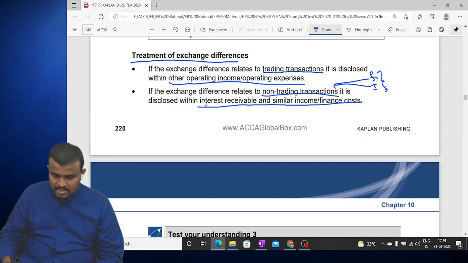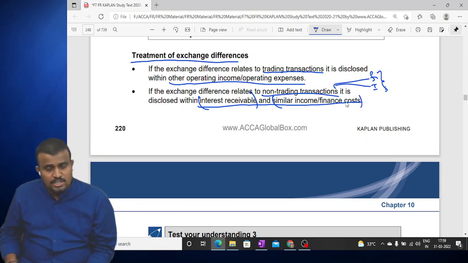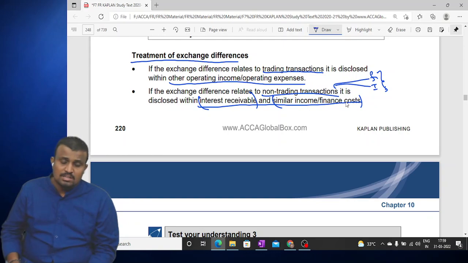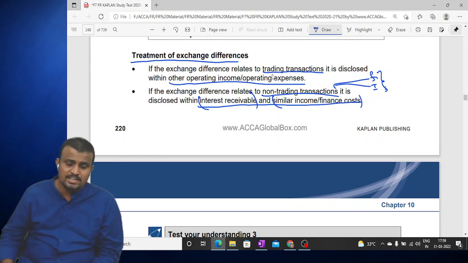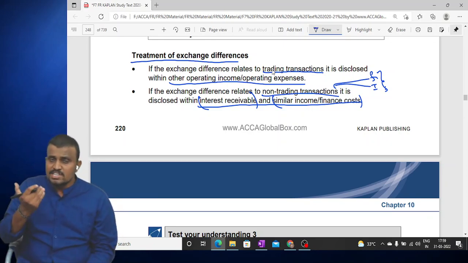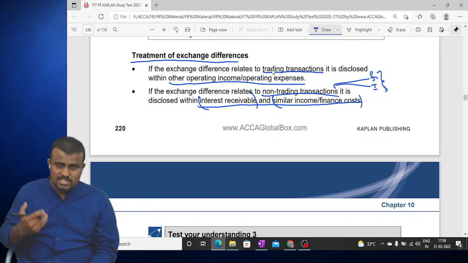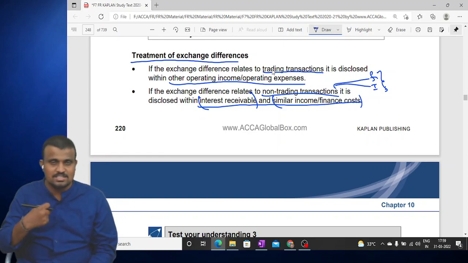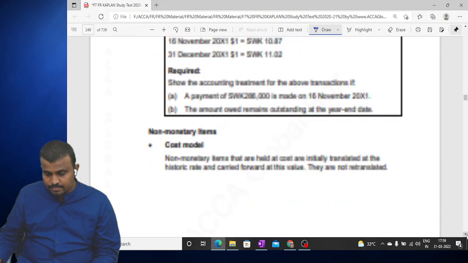In case of income, it is an investing activity. If it is about financing, we have to show the exchange gain or loss created due to the translation along with that activity. If it is an operating activity, show it along with operating income or operating expenses. If it is a financing activity, show it along with the financing cost. If it is an investing activity, show it along with interest received or income generated from the investing activity.